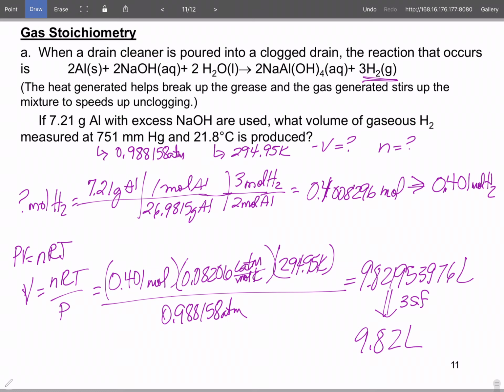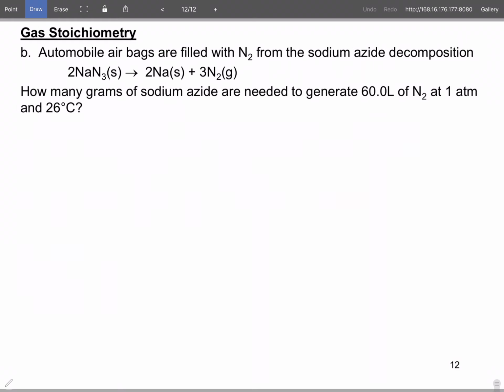So that much aluminum, which is really not a huge amount, in this drain cleaner will produce 9.8 liters, which is over 2 gallons if you're used to gallons. So that's how we can generate these values: you do either gas laws first and stoichiometry second, or vice versa. So on that one we did stoichiometry, then we did gas laws.